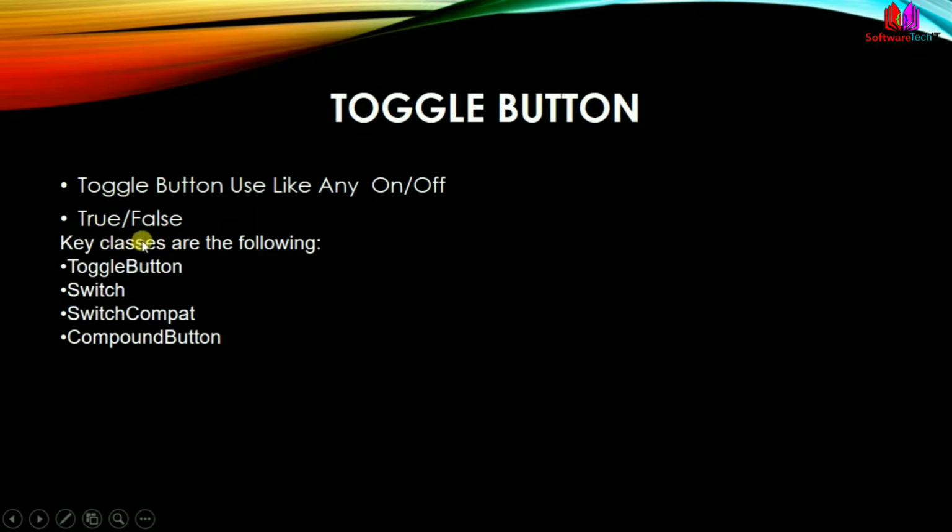Now toggle buttons. Toggle buttons are like on, off, true, false and more. Toggle buttons is used for switch in setting.